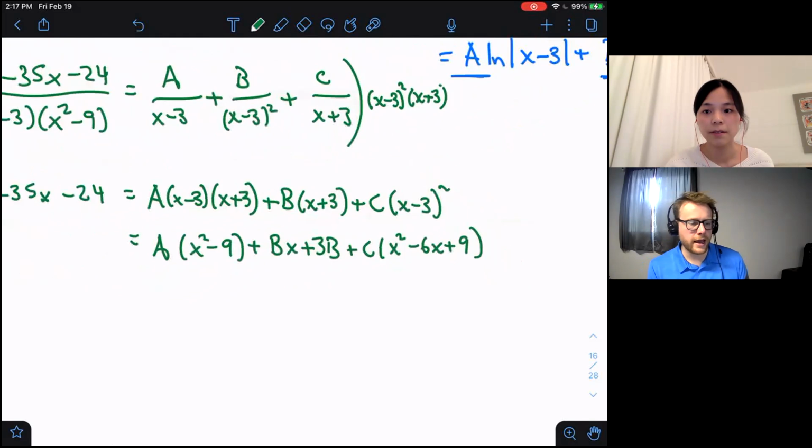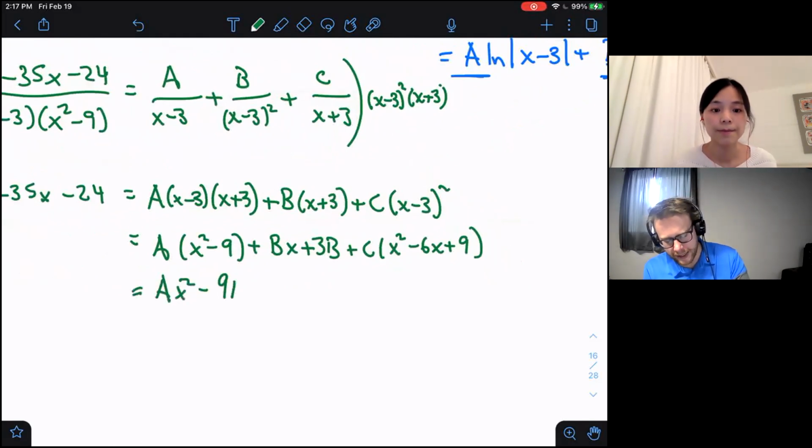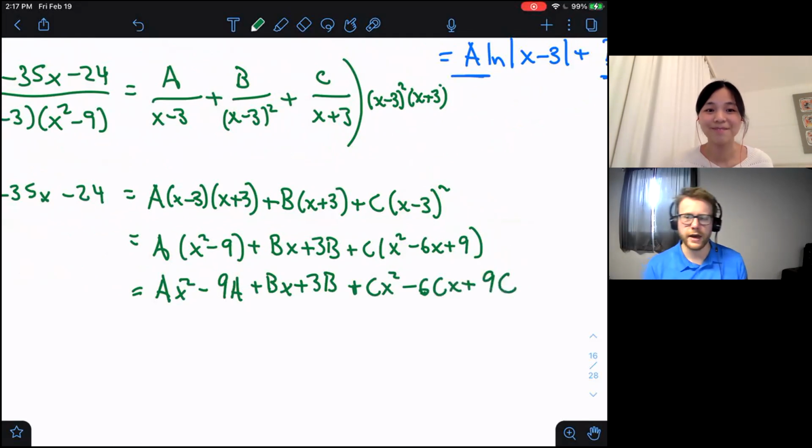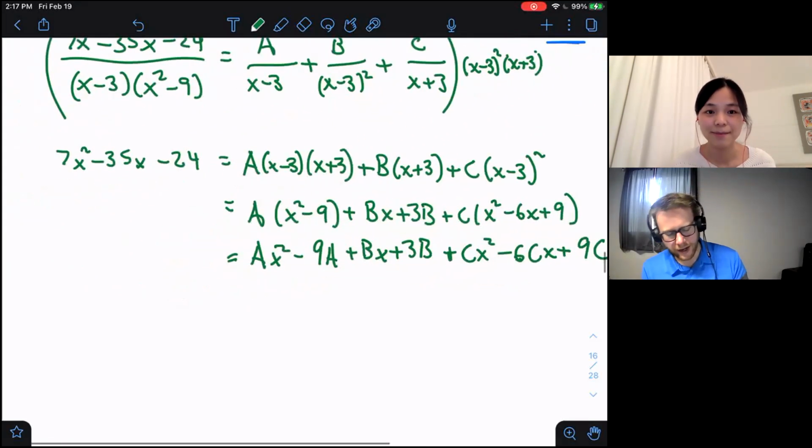Now let's go ahead and distribute one last time: ax squared minus 9a plus bx plus 3b plus cx squared minus 6cx plus 9c. That's a horrible c. Oof, don't do that. And again, this is supposed to be equal to our right-hand side.